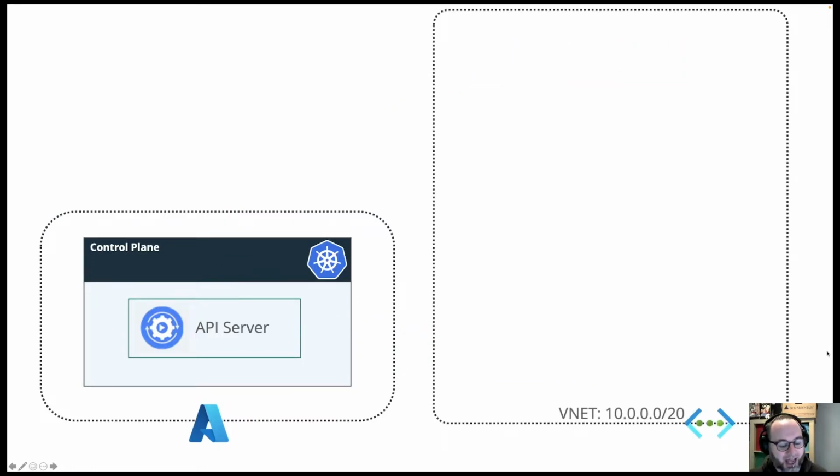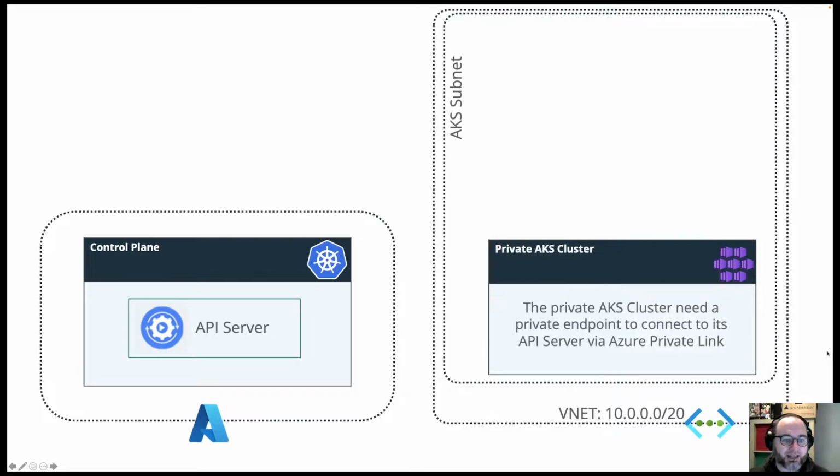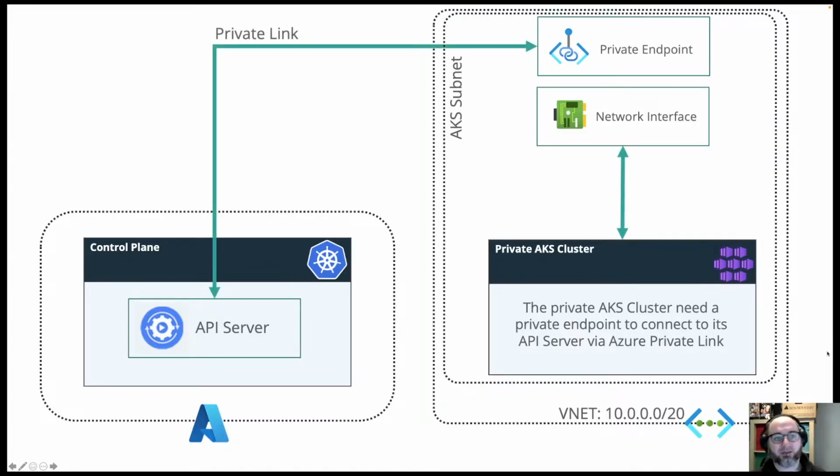So with a fully private AKS cluster, we now need to create and connect to the API server via what's called an Azure private link. For that, we need a network interface inside the same subnet, and then we need a private endpoint. What happens is the private link connects to that private endpoint, and now we connect entirely privately to the API server. So none of the traffic, none of those commands or requests going to the API server, are going anywhere near the public internet. It's entirely private.